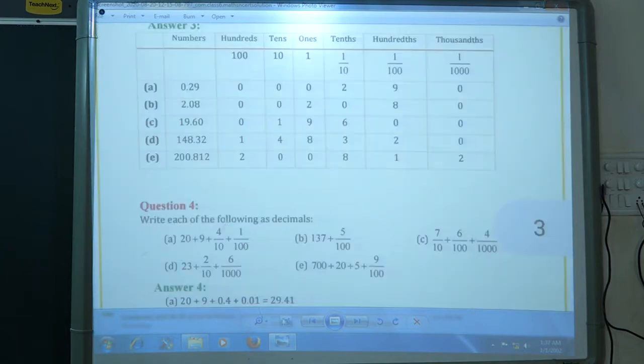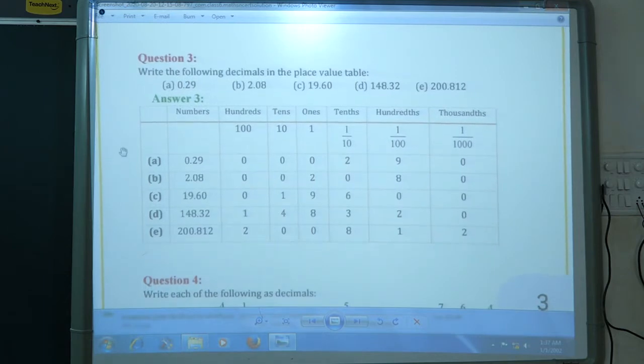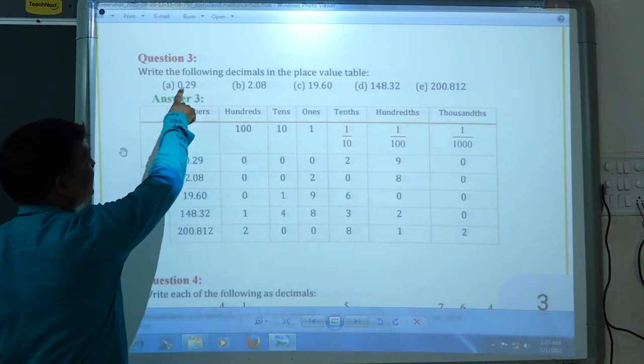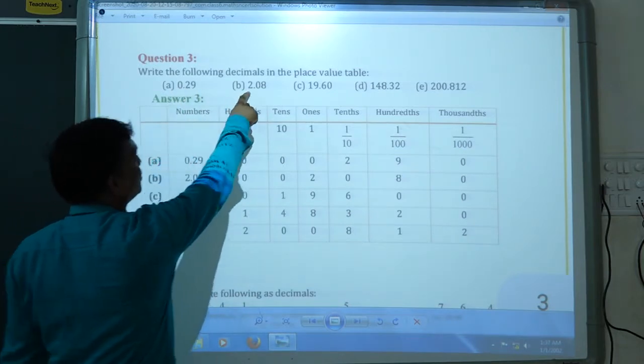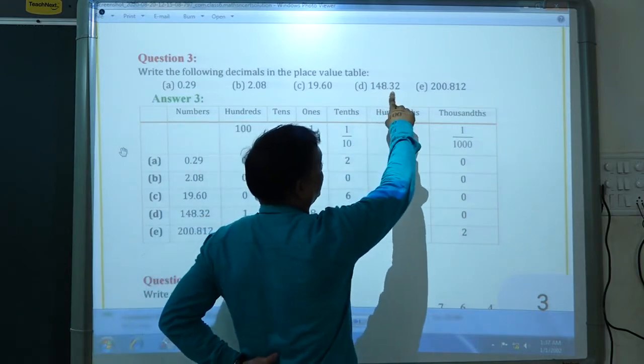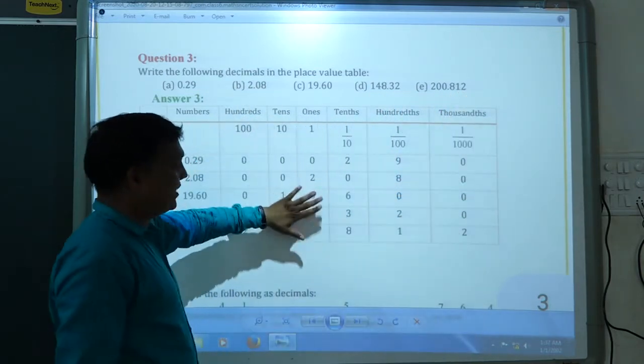Next question, question number 3. Here the question is given: write the following decimals in the place value table. This is a place value table. These are the decimals: 0.29, 2.08, 19.60, 148.32 and 200.812. So we have to make the table.